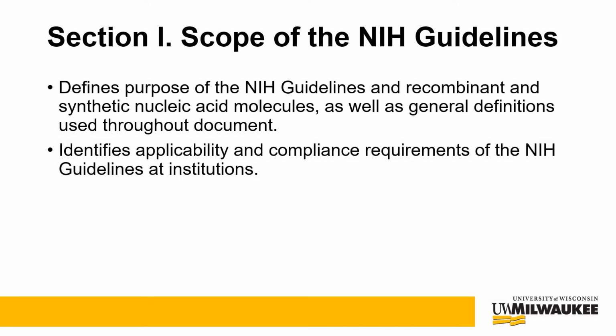Section 1, the first section of the NIH guidelines, provides the scope of the NIH guidelines. It defines the purpose of the NIH guidelines and recombinant and synthetic nucleic acid molecules, as well as providing general definitions used throughout the document. It identifies the applicability and compliance requirements of the NIH guidelines at institutions.